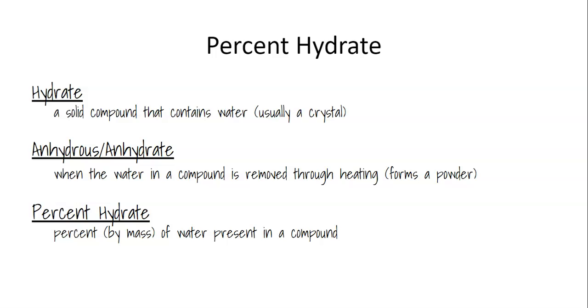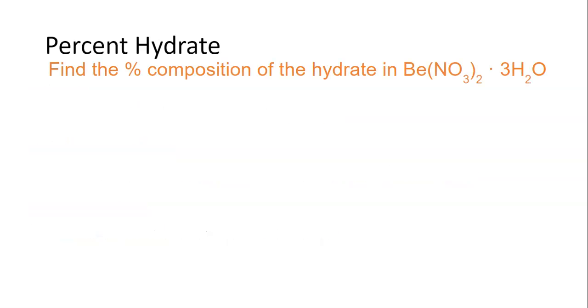So the percent hydrate is, instead of looking for the percent of a specific element in the whole piece, we're looking at how much water is in a compound. So we're going to look at the hydrate, beryllium nitrate trihydrate. Remembering our prefixes from naming covalent compounds, we know that tri means 3, and if you notice, there's 3 waters. That's why it's a trihydrate.